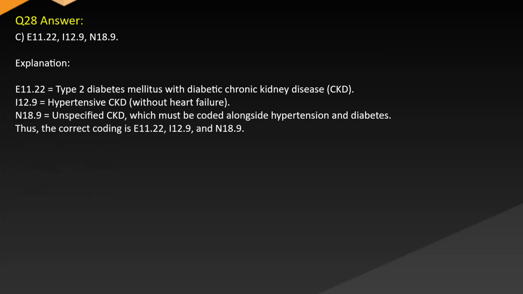Answer C. E11.22, N18.9 and I12.9. Explanation: E11.22 is type 2 diabetes mellitus with diabetic chronic kidney disease (CKD). I12.9 is hypertensive CKD without heart failure. N18.9 is unspecified CKD, which must be coded alongside hypertension and diabetes. Thus, the correct coding is E11.22, I12.9 and N18.9.